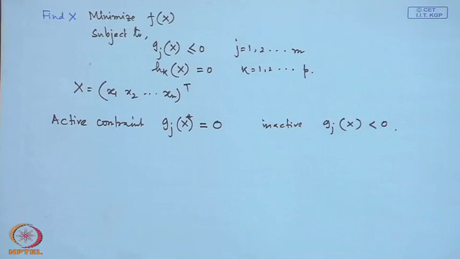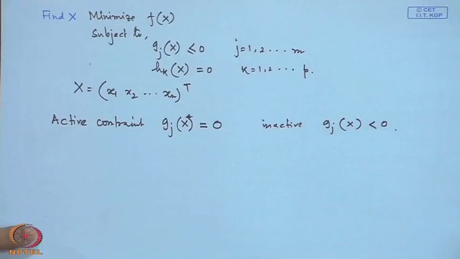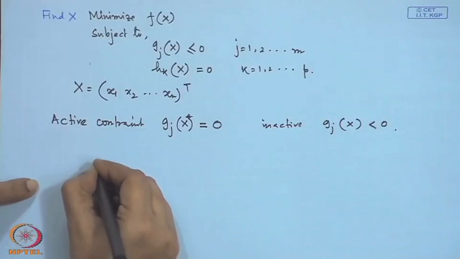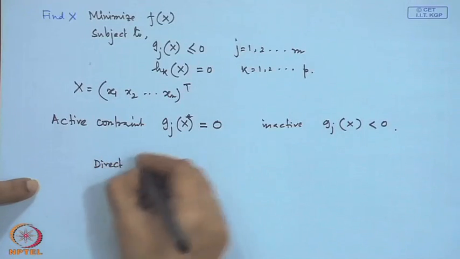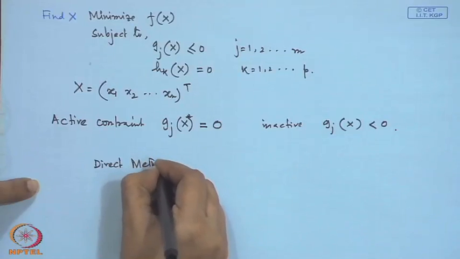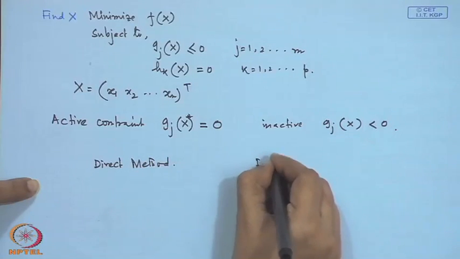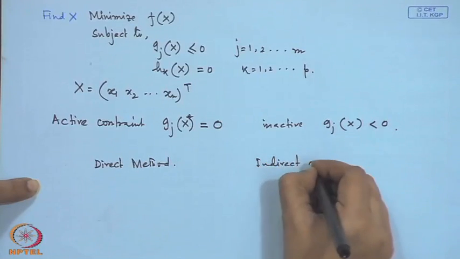Now, we know how to solve it. For solving this kind of problem, as we know, the first technique is the KKT conditions. Through the KKT conditions, introducing the Lagrange multipliers, we can solve this problem. Other than this, a set of methods is available. The methods can be categorized into two parts: one is the direct method and another one is the indirect method.